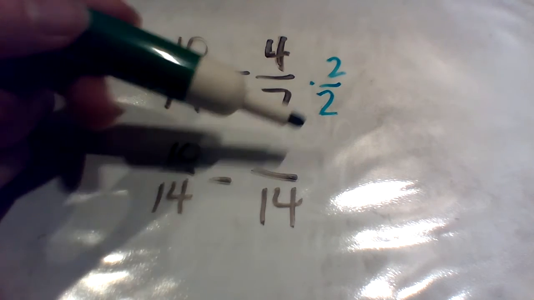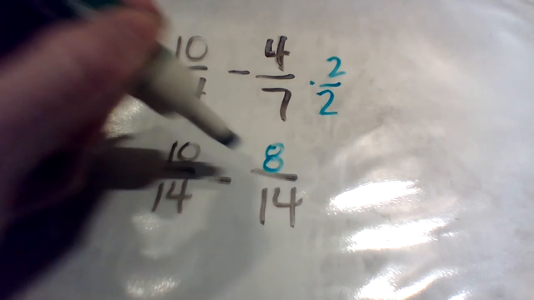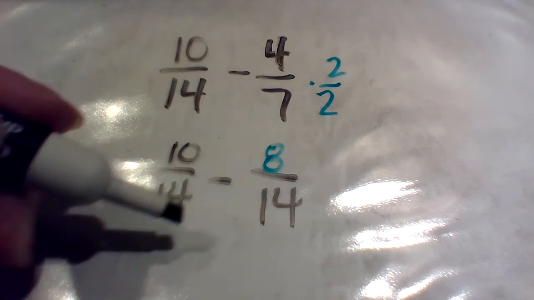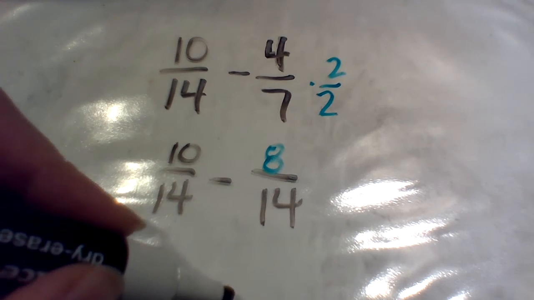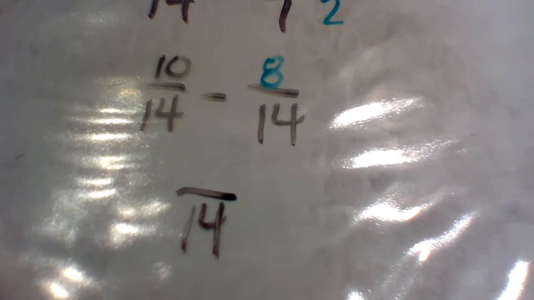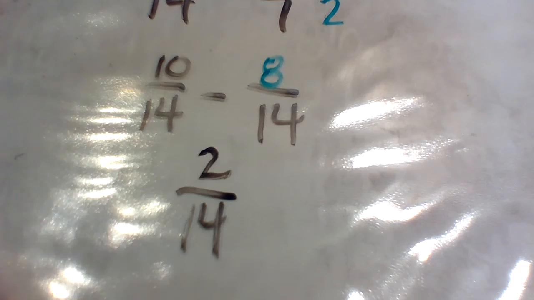So when I did 7 times 2, I got 14. 4 times 2 gave me 8. So I'm kind of writing in there. Sorry, I didn't switch my marker. 10 minus 8, because once I have my denominator the same, that stays at 14, because I was looking for that size piece. And 10 minus 8 gives me 2.